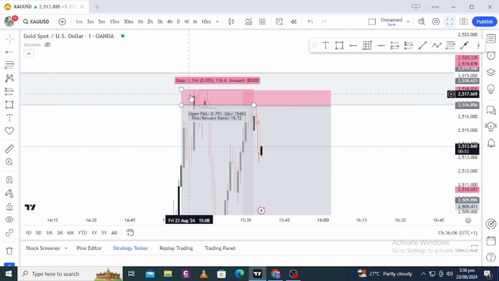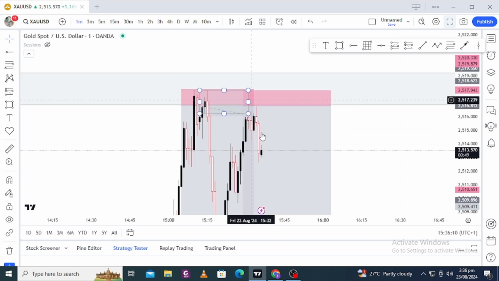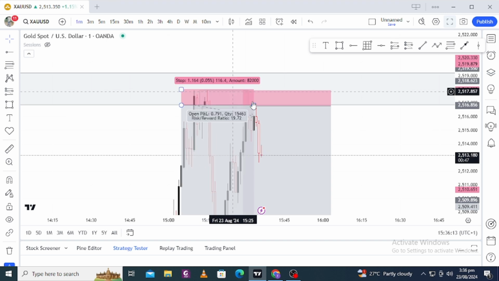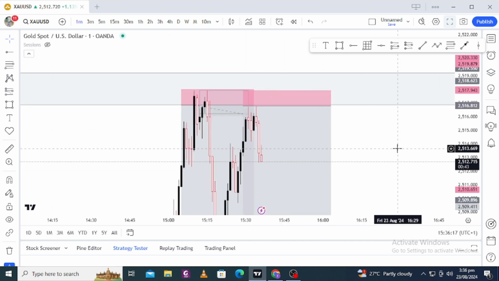But don't forget to add spread if you are going to take any trade like this. So I'm going to be adding spread to the upper side, but on the downside, no need of adding spread. So let me just set this. If price is probably going to come back to this particular area, let me just set it. Okay.